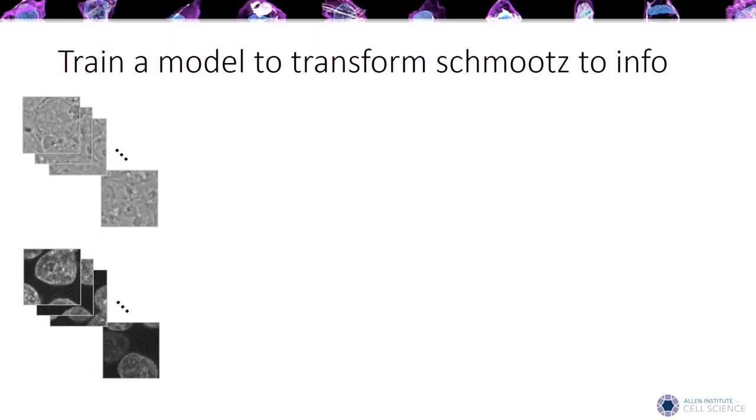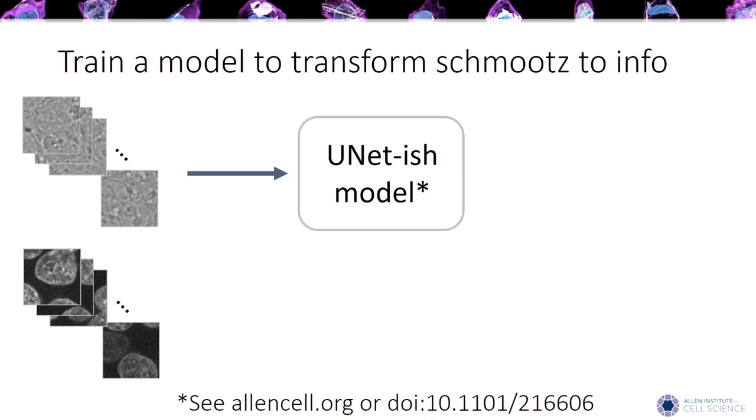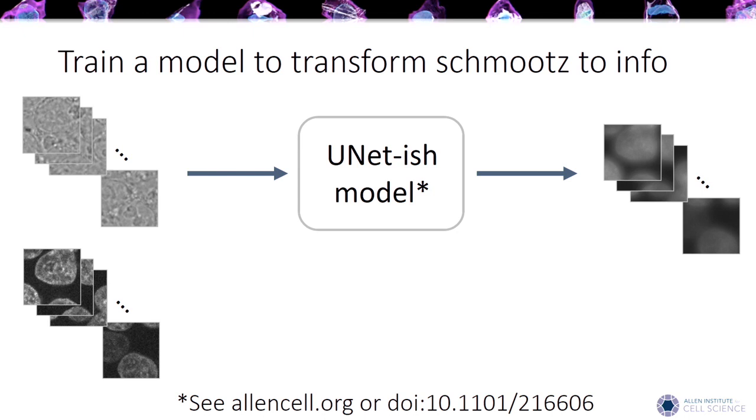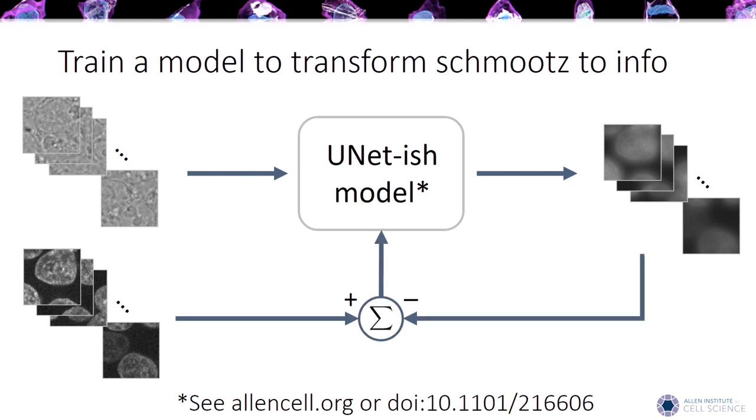You start out with many small segments of your transmitted light image, and then a series of ground truth images, which are the dye images for those same fields of view. And you feed those into a UNetish model, which is a neural network model that is described more on the website and also in the paper that accompanies this work. And initially it puts out something kind of blurry, but it's a model, so you give it an error function, and it slowly learns from the difference of the output and the ground truth how to produce a better image. How good of an image does it produce?